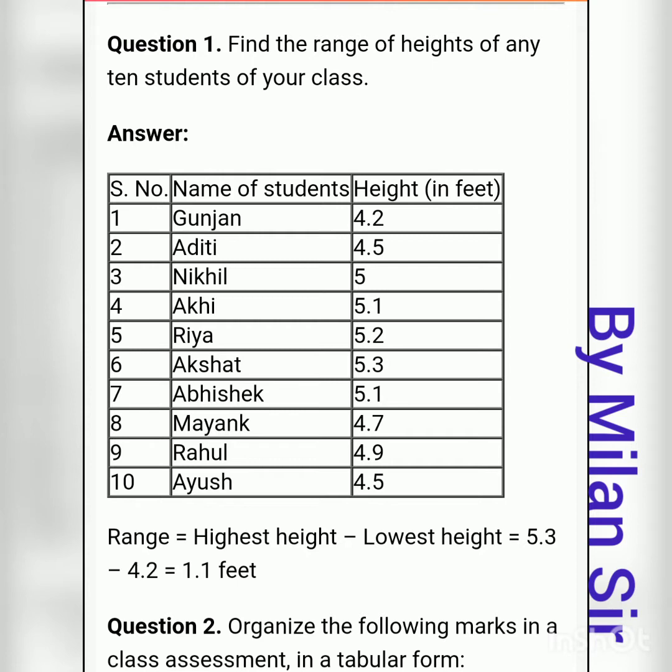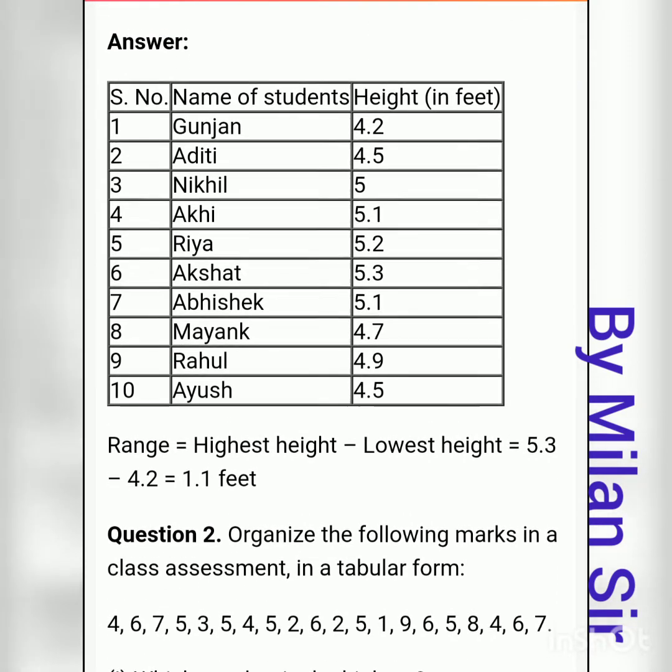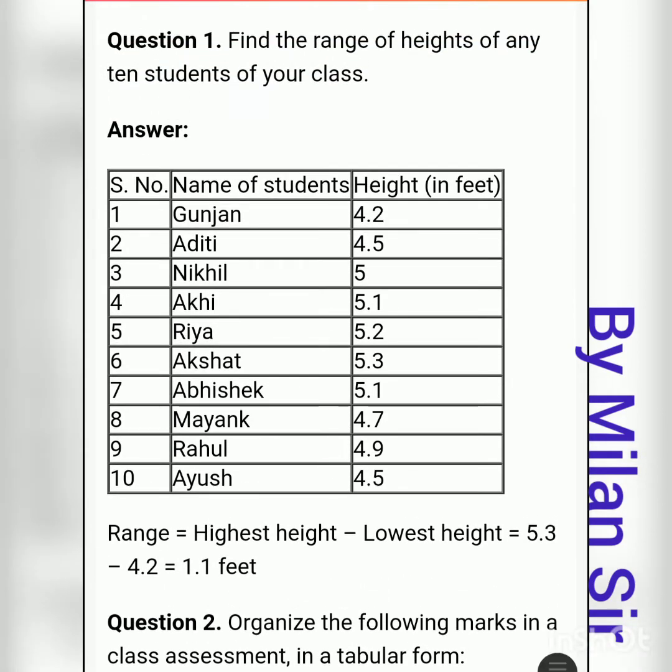So here, for example, 10 students and their heights are given in this table. Gunjan height 4.2, Aditi height 4.5, Nikhil height 5, Akish height 5.1, Riya height 5.2, Akshat height 5.3, Abhishek height 5.1, Mayank height 4.7, Rahul height 4.9, Ayush height 4.5. So 10 students and their heights are given to us.